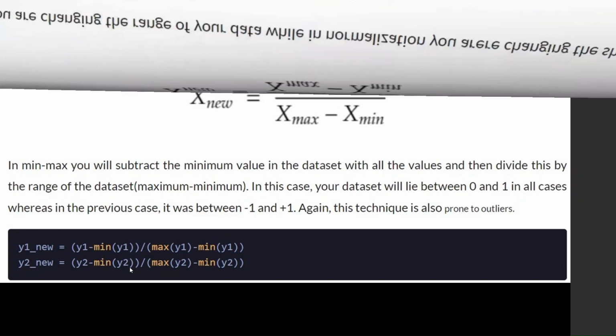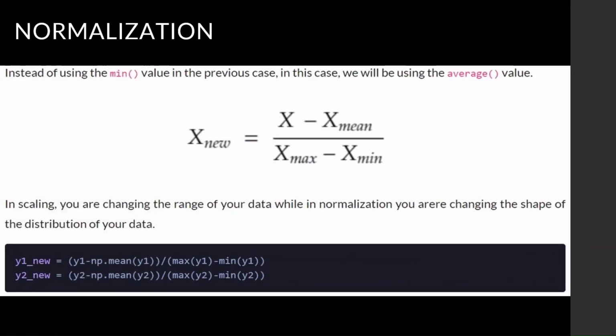And the third method, normalization. Instead of using the minimum value as in the previous case, we use the mean value or average value of all the data. This helps us in shaping or changing the data into a particular kind of distribution.